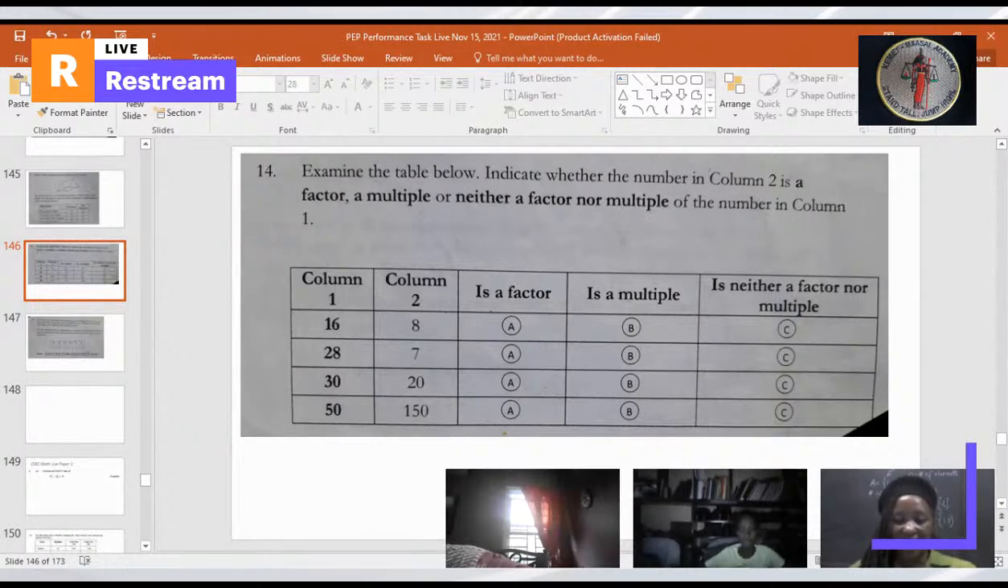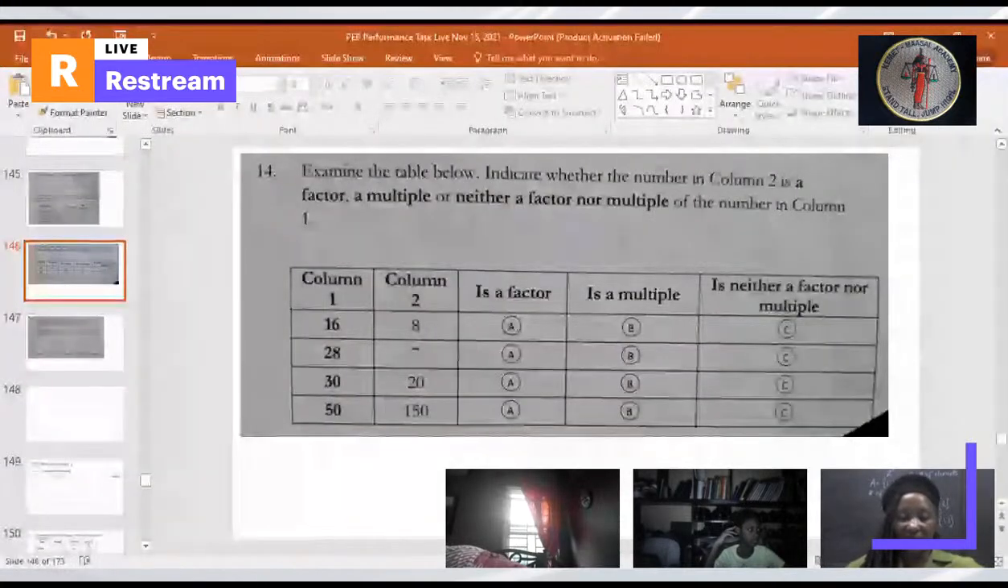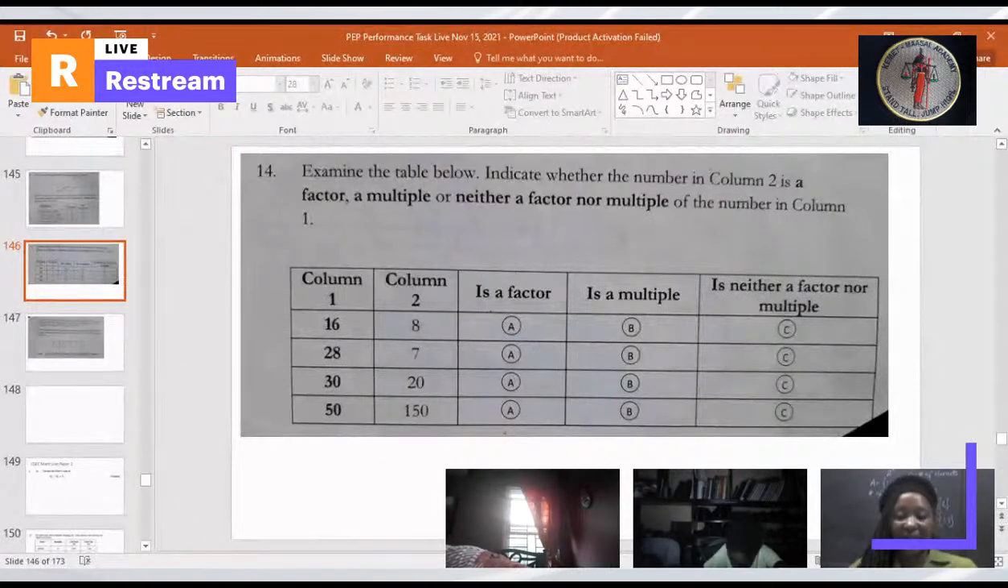How about 20 and 30? It's neither a factor nor a multiple. Okay, so 20 is neither a factor nor a multiple of 30. And how about 150 and 50? All right, so 50 can go into 150, so 150 is a multiple of 50. So we would shade B for the last one. Going from the top, for 8 and 16, we would shade A.